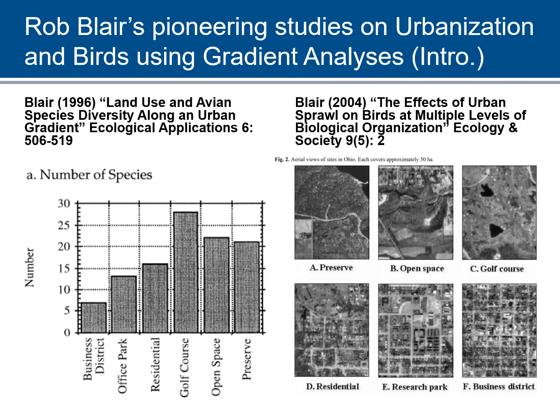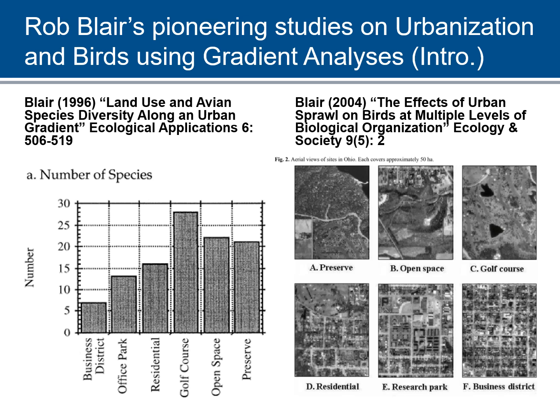It's based on Rob Blair's pioneering studies on urban gradients and birds. Rob Blair examined the birds that were found in a nature preserve, in an open space area, kind of a park-like preserve but open to the public, a golf course, mostly lawn with some trees, a residential area, mostly houses but with some trees and lawn, a research park, which is getting a little more urbanized, with a few trees and a little bit of green space but not as much, and then a downtown business district.